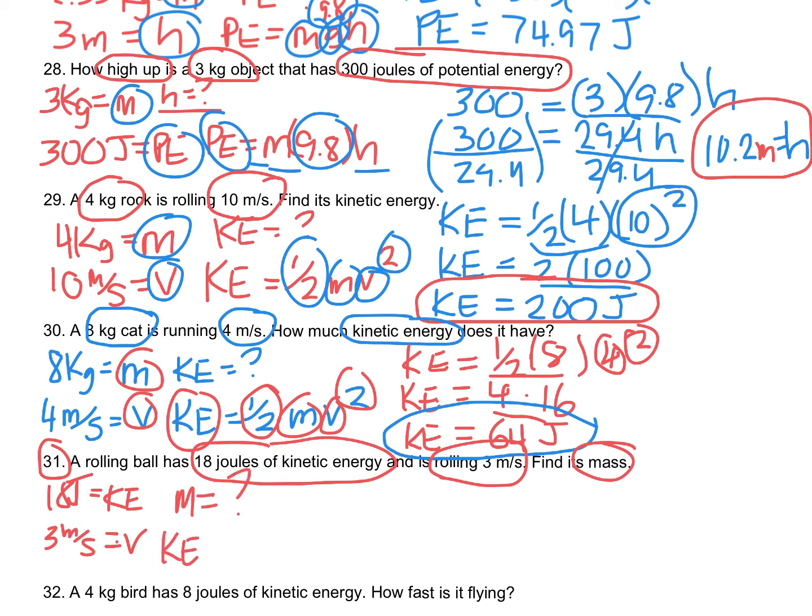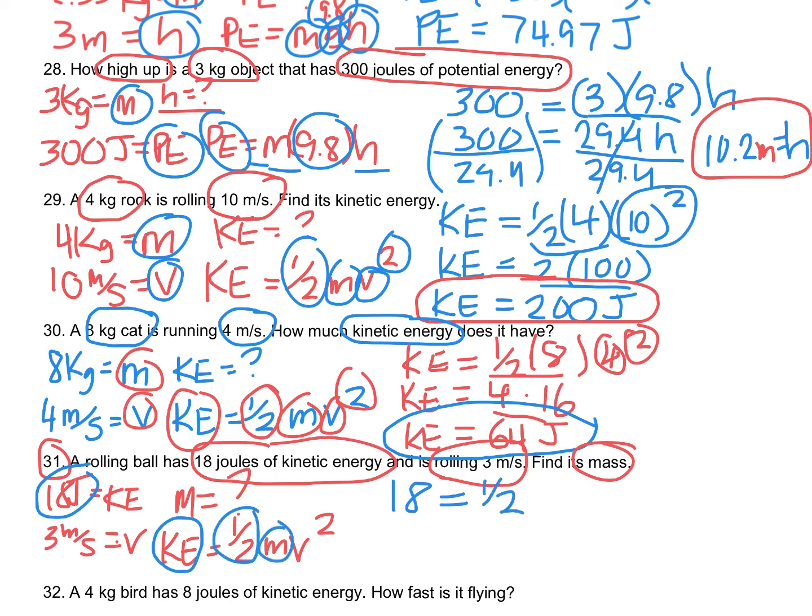Since we're doing kinetic energy, we're still going to use the same equation we've been using: 1/2 times mass times velocity squared. But now when we plug in, we can plug in different values. First off is kinetic energy, and I know kinetic energy is 18 joules. So I'm going to use 18 for my kinetic energy. Then I'm going to put 1/2 in there.